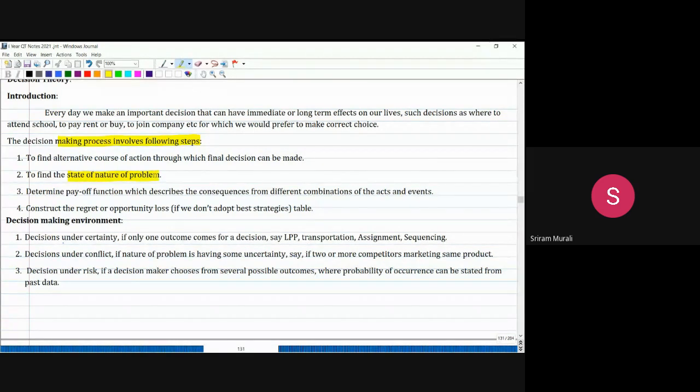And state the nature of the problem. What is the nature of the problem? I want to join a company. In which company these parameters are satisfied to some extent. So that is the second case.